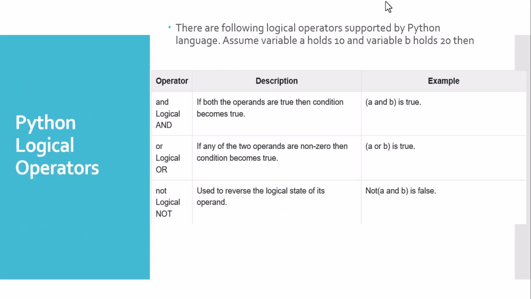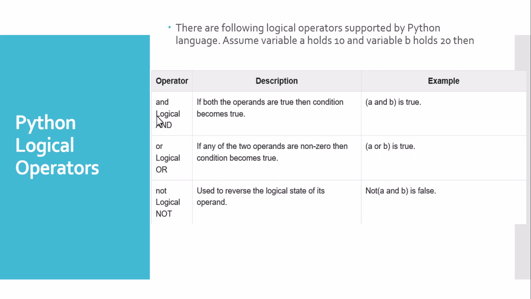There are the following logical operators supported by the Python language. Assume variable a holds 10 and variable b holds 20. Then the logical operator, see, logical AND: if both the operands are true, then the condition becomes true. Like if a is 10 and b is also 10, then it will give true. And OR: if any of the two operands are non-zero, then the condition becomes true. Like see, if a is equal to 10 and b is equal to 20, then it will give true.